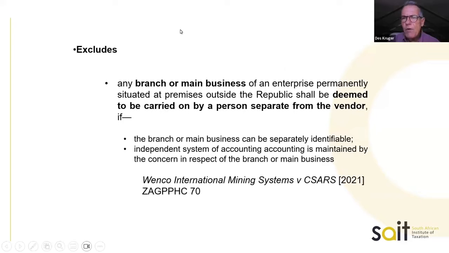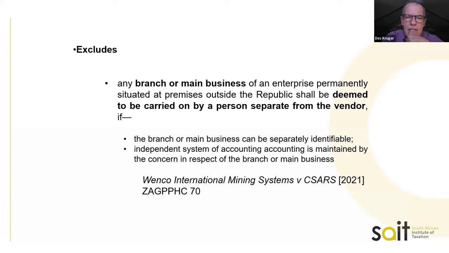Okay, so what we have here specifically is that one other thing we don't have is a situation where a branch is defined as a separate person for VAT purposes. What we do have is an exclusion where any branch or main business of an enterprise permanently situated inside South Africa is deemed to be carried on by a person separate from the vendor if the branch meets certain criteria. One is they must be separately identifiable, and then they have separate books of account.